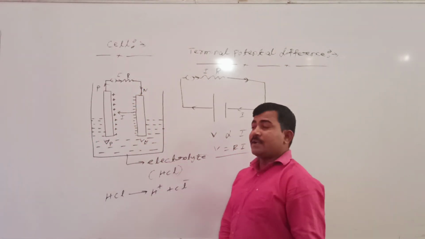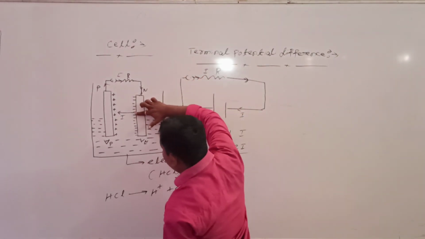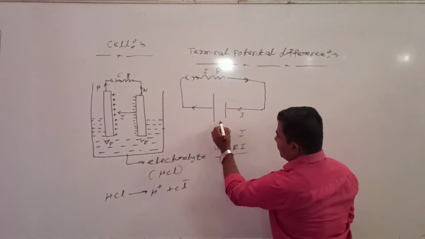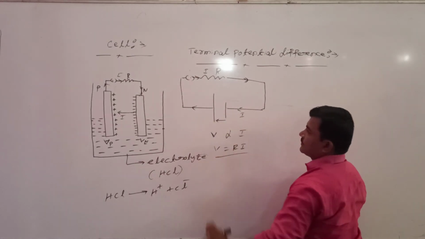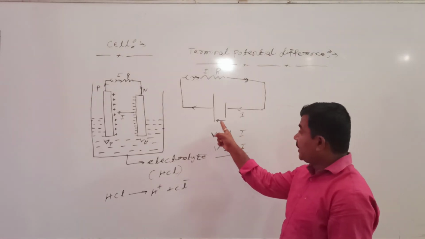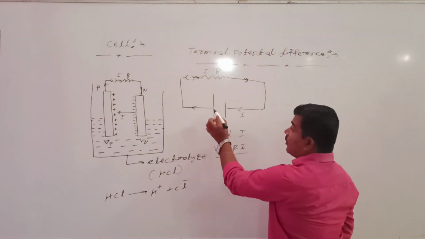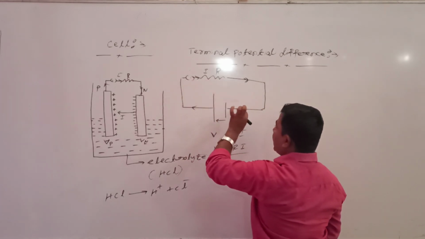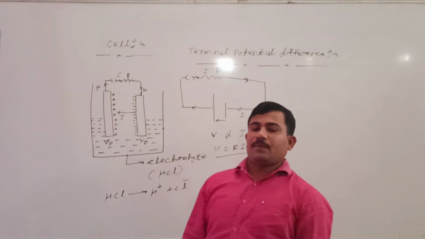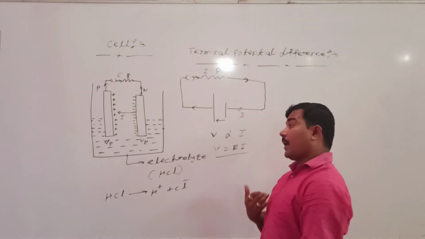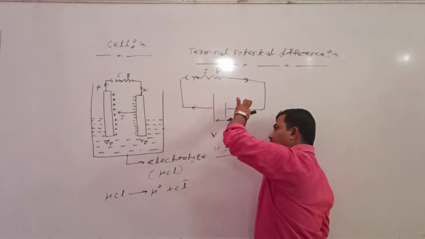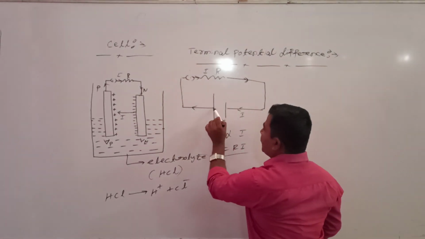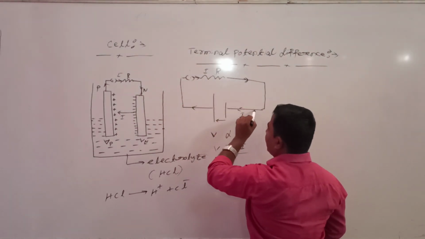Inside the cell, the direction of current is from the negative electrode to the positive electrode. Remember, this is inside the cell. Inside the cell, the direction of current is like this, from negative terminal to positive terminal. But what about outside the cell? Outside the cell, the direction of current is from positive terminal to negative terminal. Very simple: inside the cell, current goes from negative terminal to positive terminal, and outside the cell, from positive terminal to negative terminal.